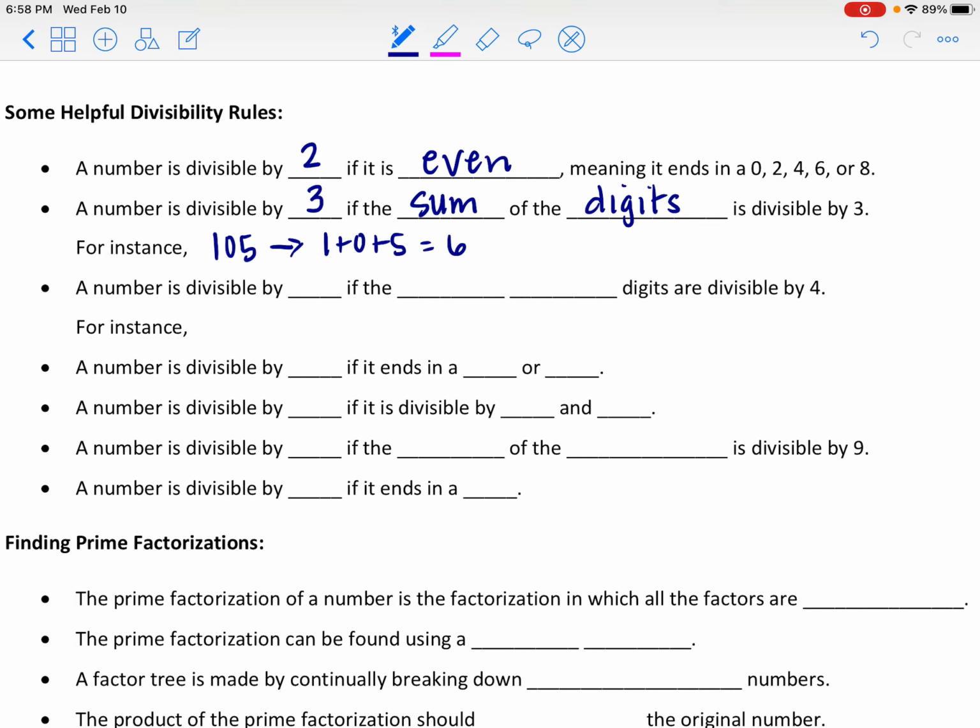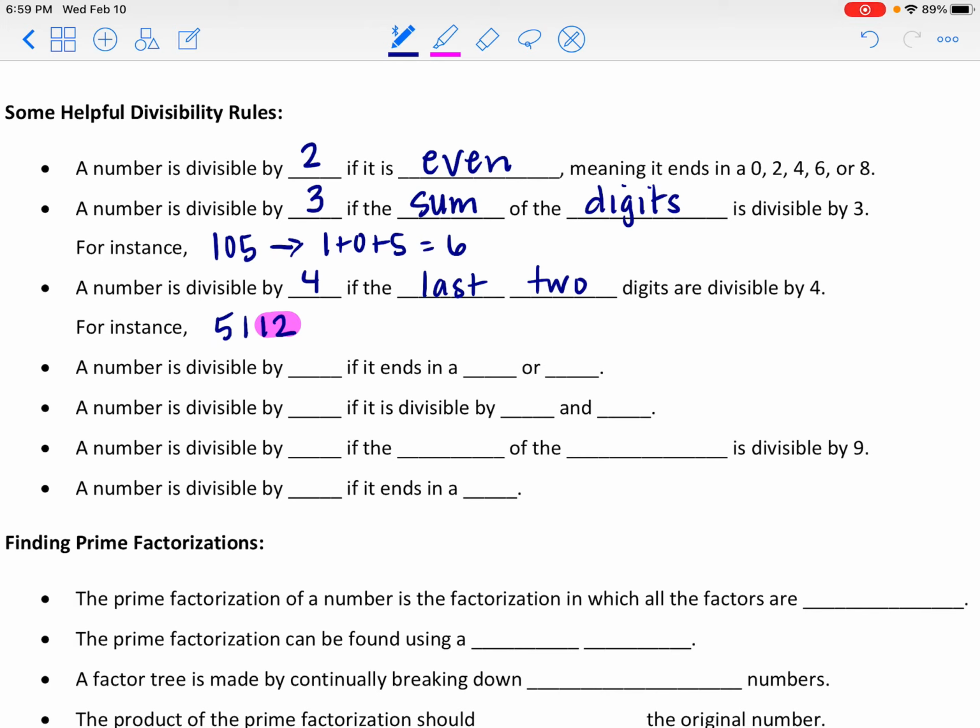Let's see, if the number is divisible by 4, I don't know if you use this rule very often or if you've heard of this one, but if the last two digits are divisible by 4, that means your entire number is divisible by 4. So like 5,112, for example, that's a gigantic number. But as long as my last two digits are divisible by 4, then that entire number will be divisible by 4. So since 12 is divisible by 4, 5,112 will be divisible by 4. So that's kind of a cool one.